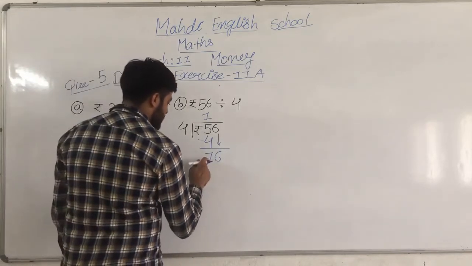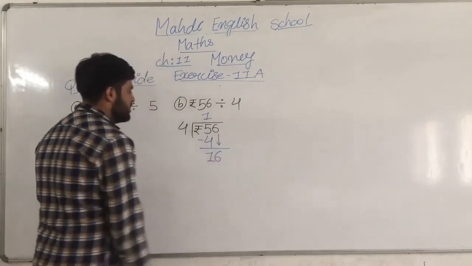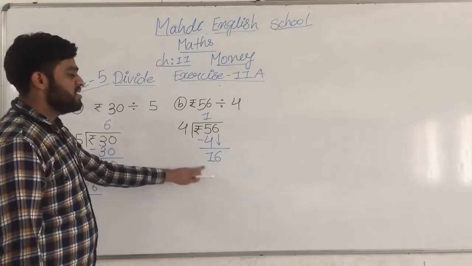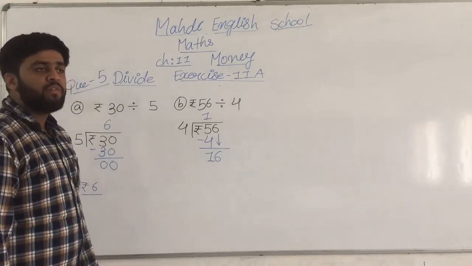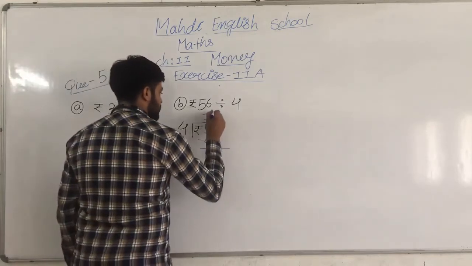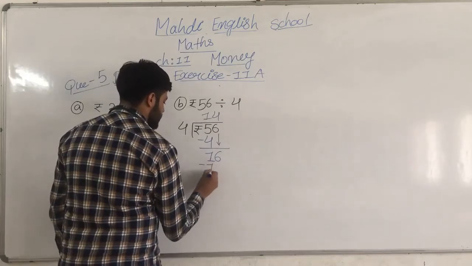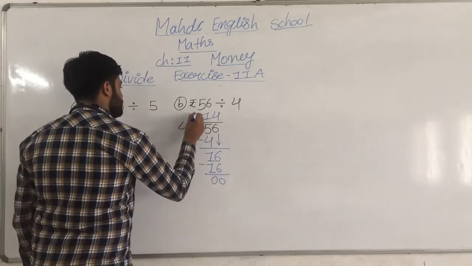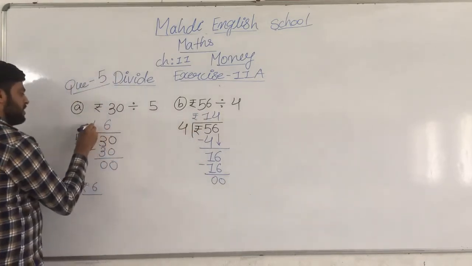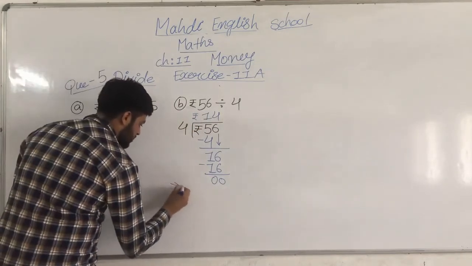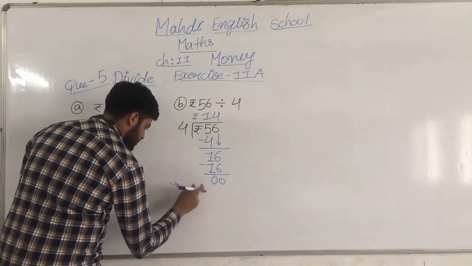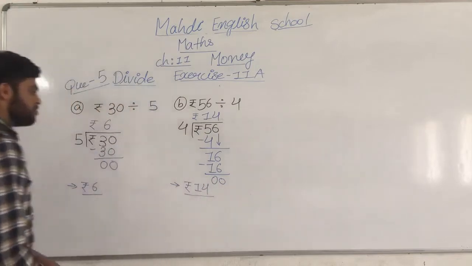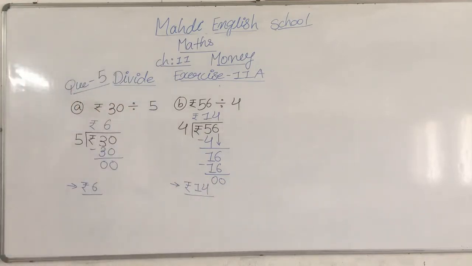Understood all, my dear students? We will be bringing down 6 here. Then after, in table number 4, will 16 come or not? Yes. 4 fours are 16. 4 fours are how many, my dear students? 16. So what answer do we get here? 14. So the answer is 14 rupees. We have to note down this whole thing.